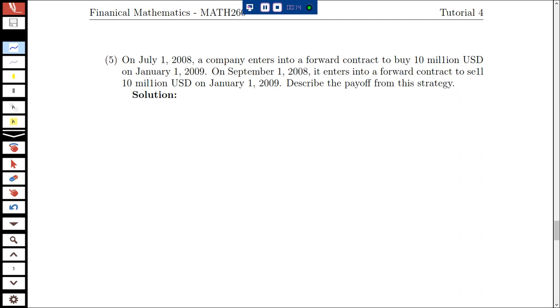So on the 1st of July 2008, a company enters a forward contract to buy 10 million US dollars on this date. And then on the 1st of September 2018, it enters into a forward contract to sell $10 million US on this date. Describe the payoff for this strategy.